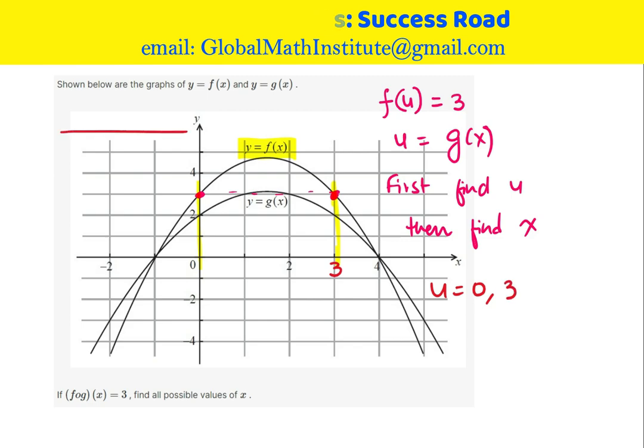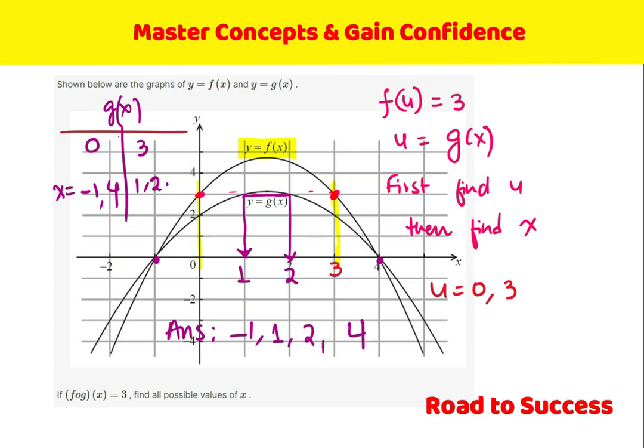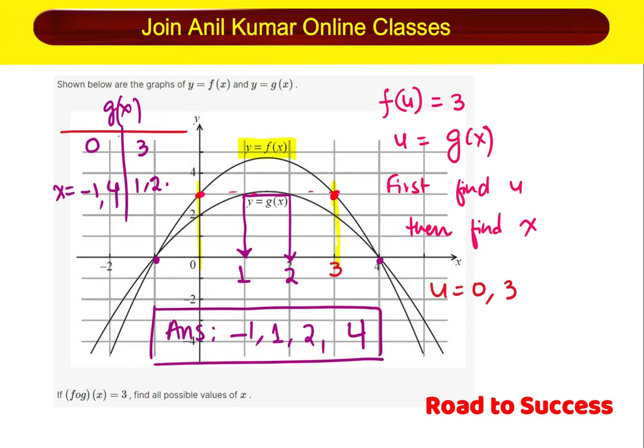Then we analyzed g of x for 0 and 3, the inside function, where u is g of x. When g of x is 0, that gives us two values, x equals -1 and 4. For 3, we get the other two values, which are 1 and 2. Therefore, we have our answer. Let me write them in order: -1, 1, 2, and 4 becomes the solution for this particular situation. You get the idea. That is how we solve this particular question.